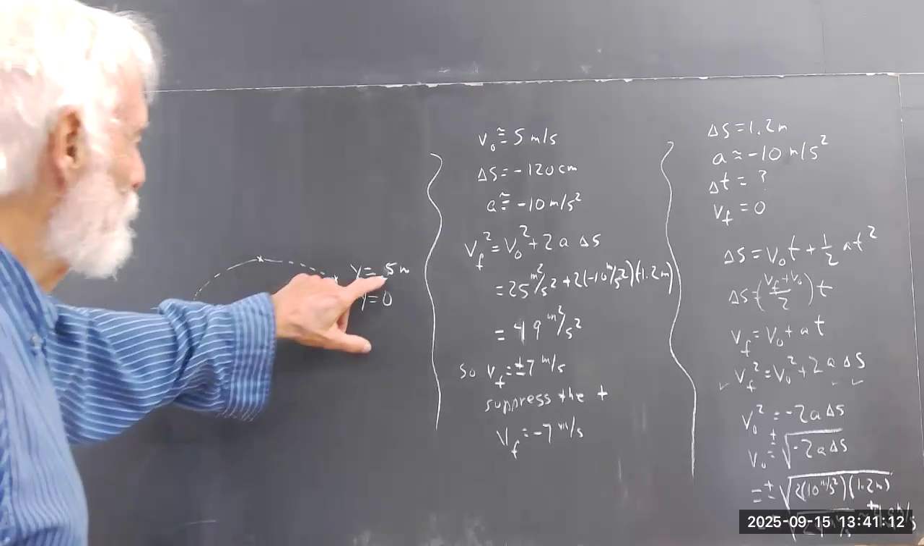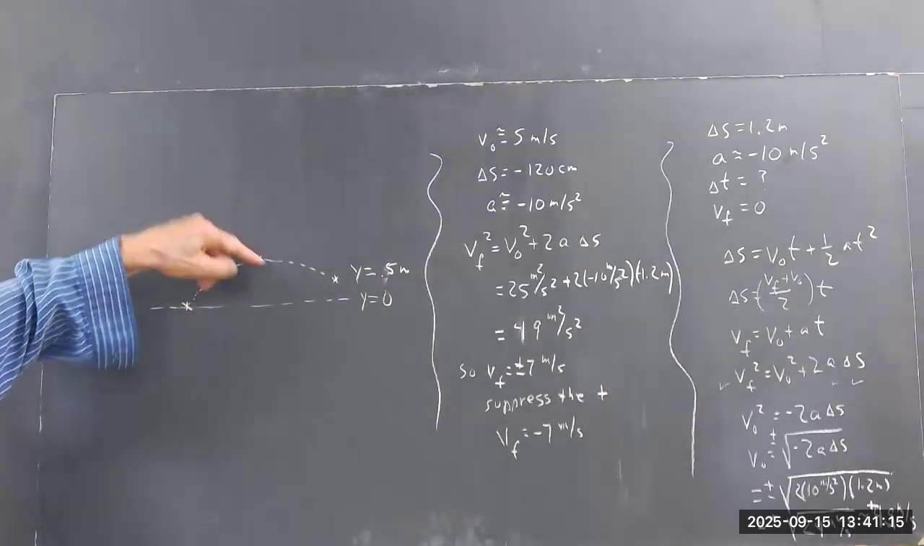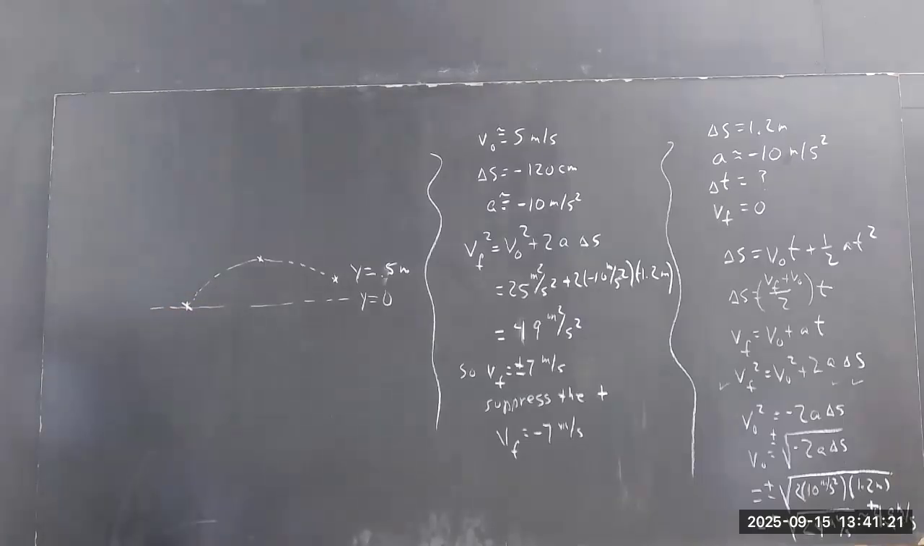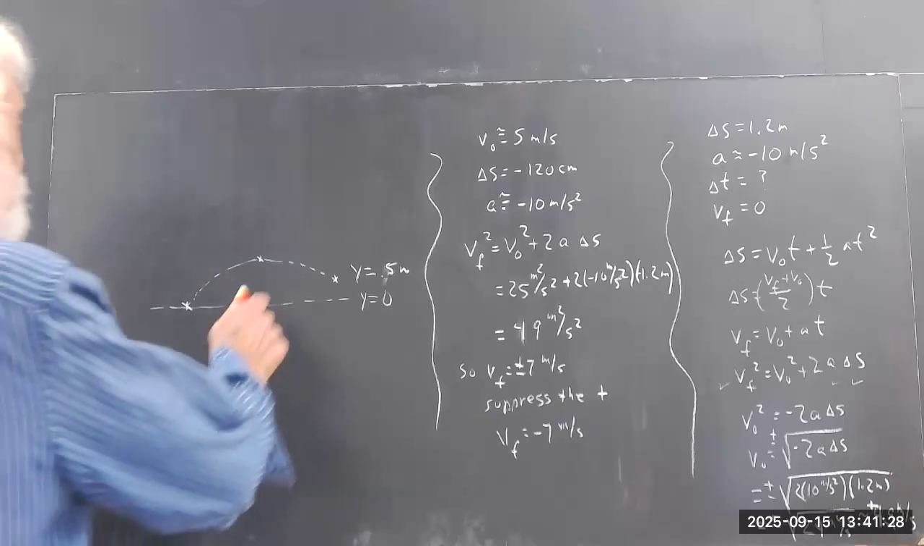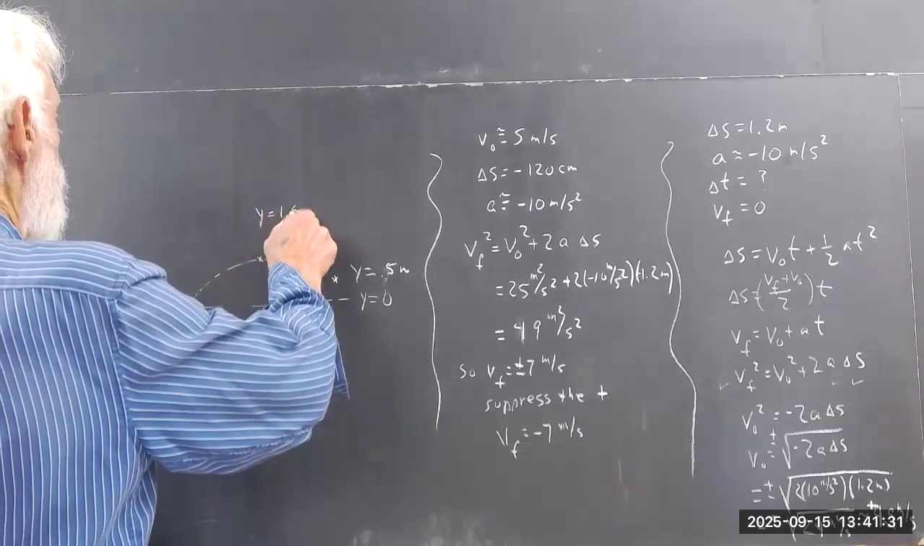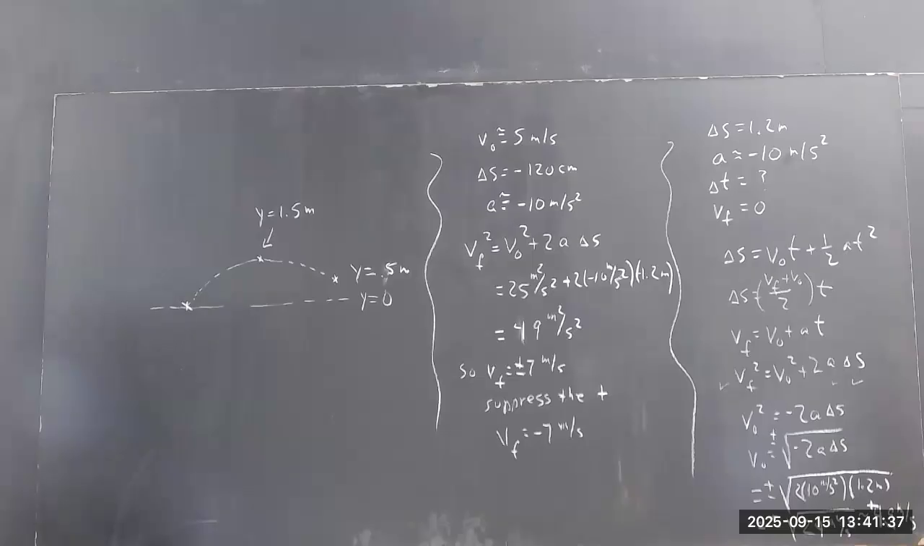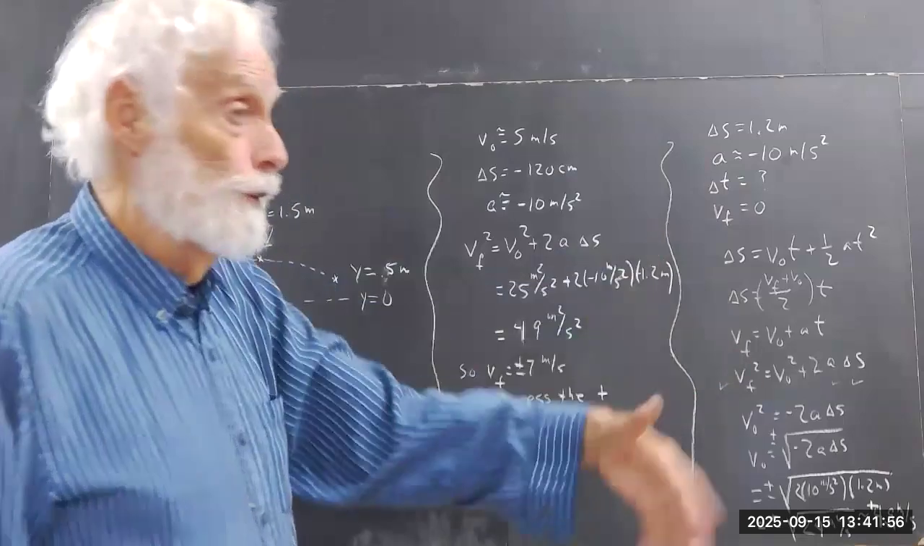Okay, 0.5 meters. Here, how high was it? How much higher than this? This high? Okay, so let's just say it's 1.5 meters. I can easily determine my initial upward velocity. It's exactly the same as this. My delta S is just 1.5 meters.